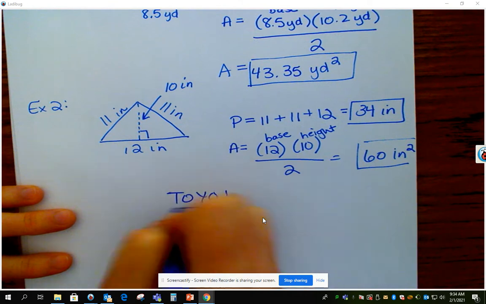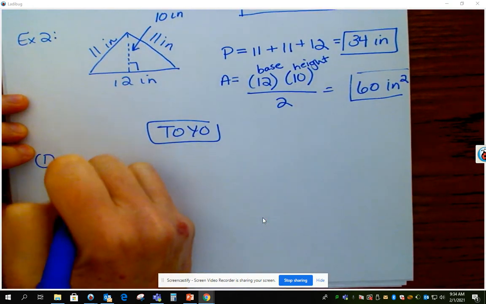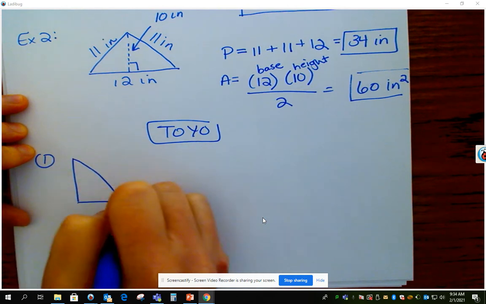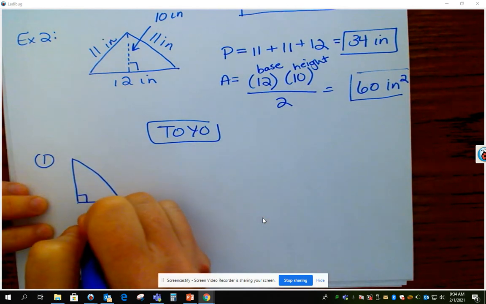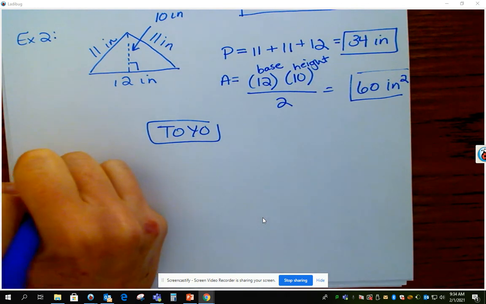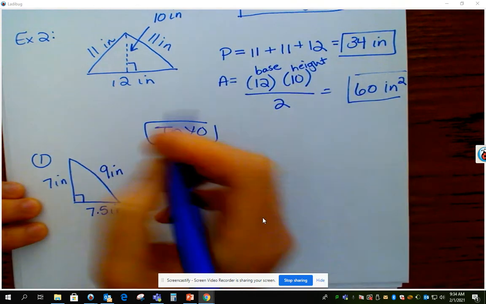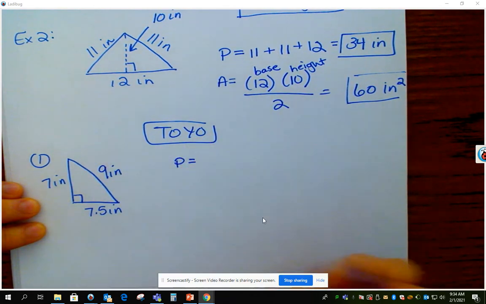All right, so let's do some try on your own. Go ahead and copy down this first one. We have this triangle here. It does have a right angle. We have 7.5 inches, 7 inches, and 9 inches for our measurements. So go ahead and calculate the perimeter and the area.